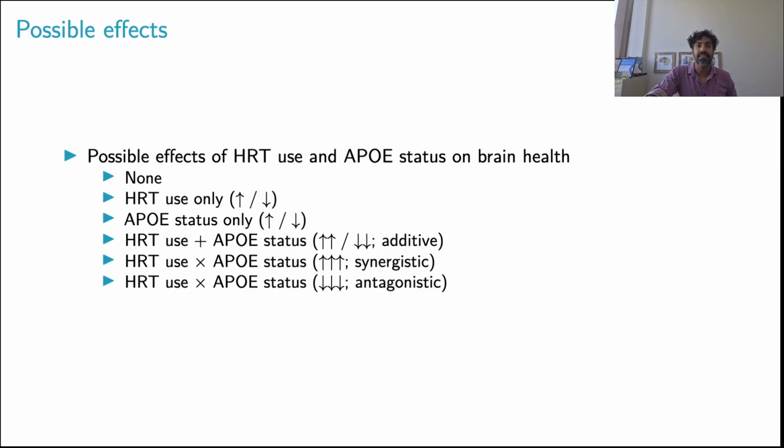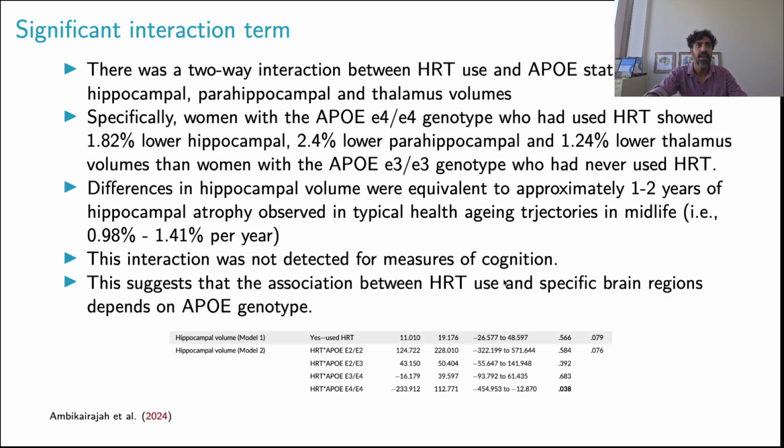So what are the possible effects of HRT use and ApoE status on brain health? Well, it could be no effect. There could be nothing that we see in this study. It could be with HRT use only, there's an increase or decrease. ApoE status only, there's an increase or decrease in brain health outcome. It could be an additive effect, they could both increase or both decrease. There could be a synergistic effect where it builds together to having a greater decline in brain function, or it could come together to dampen the effects and have slower decline over time on brain function.